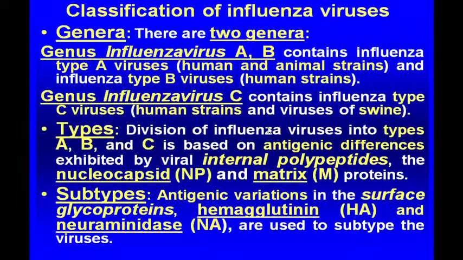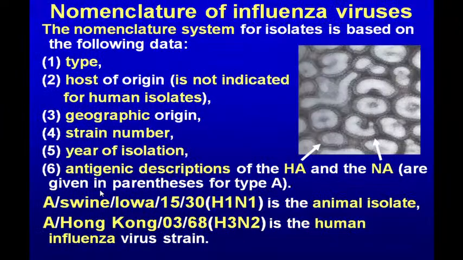So now a few words about classification of the viruses. So we may have one genus, influenza virus, that contains types A and B, and influenza virus C, that contains influenza of type C viruses, that usually infect humans and sometimes pigs. So, division into types is based on the antigenic differences and also the ability to perform antigenic variations.